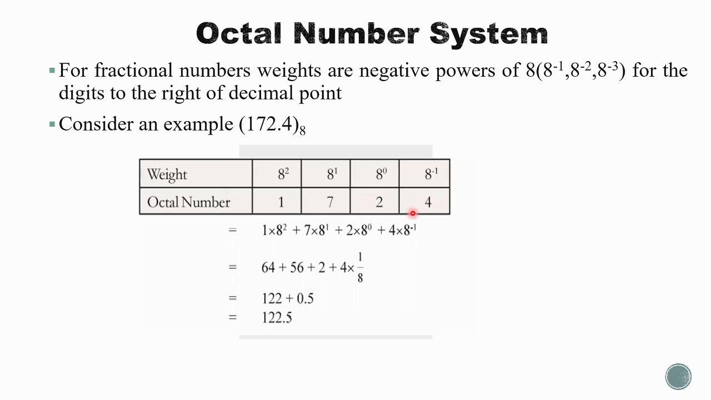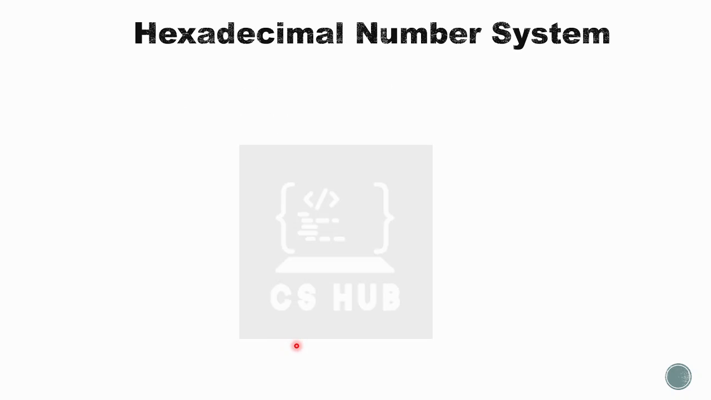So 172.4 is our number. Here comes a decimal point; to the right of it we use negative powers, 8 raised to minus 1, and to the left of the decimal point we use 8 raised to 0, 8 raised to 1, 8 raised to 2. By multiplying and adding we get the answer 122.5. So the octal number 172.4 is equivalent to the decimal number 122.5.